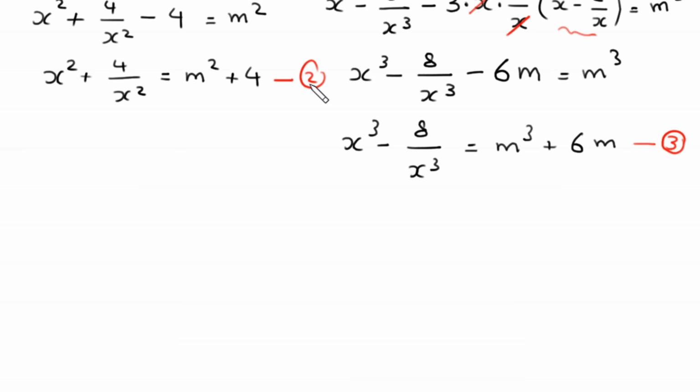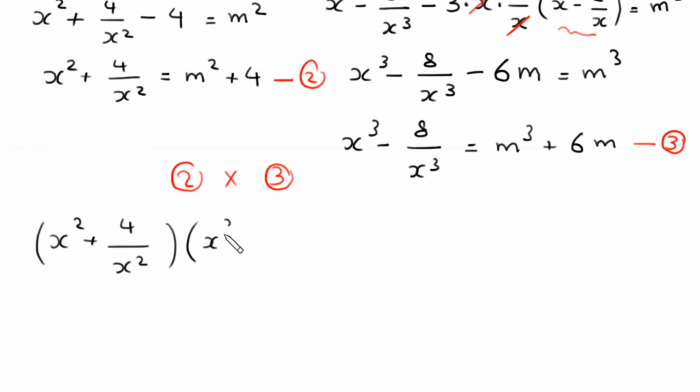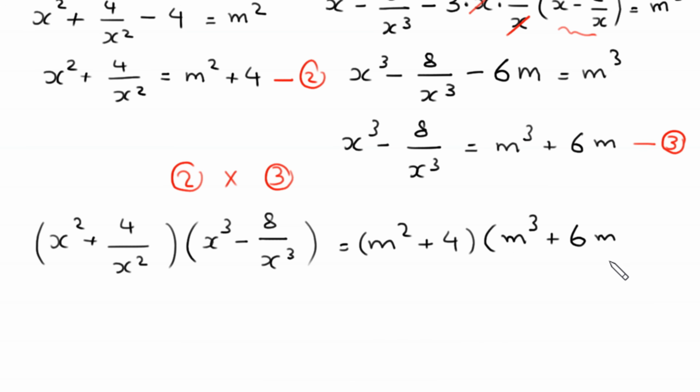Now we multiply equation 2 and 3. We multiply equation 2 by equation 3. So this will become (x squared plus 4 over x squared) times (x cubed minus 8 over x cubed) is equal to (m squared plus 4) times (m cubed plus 6 times m).